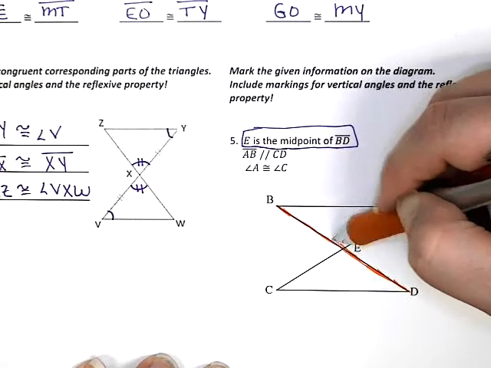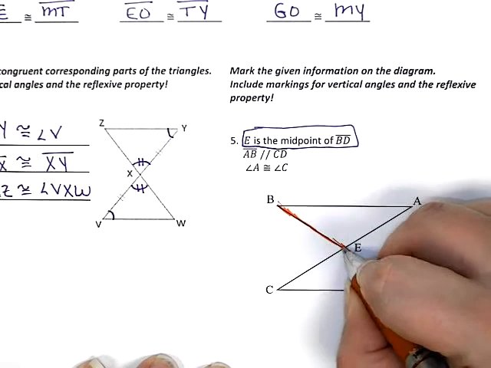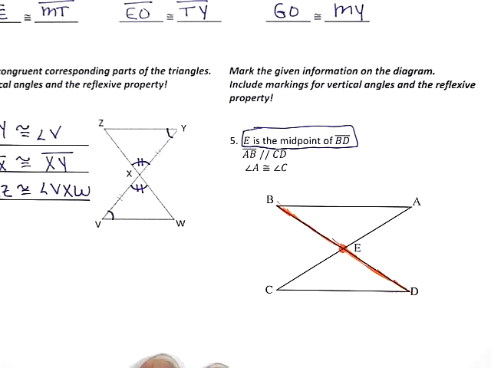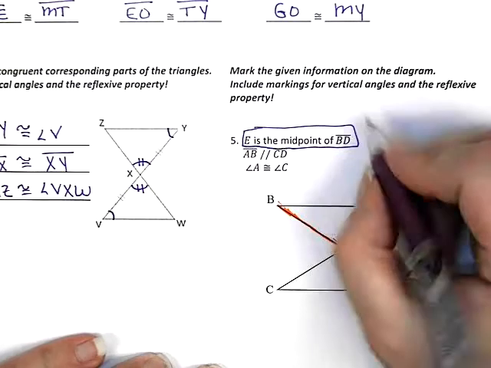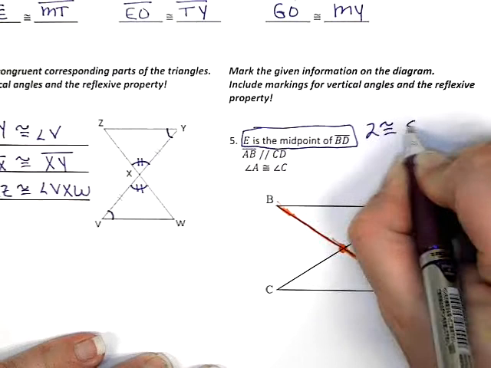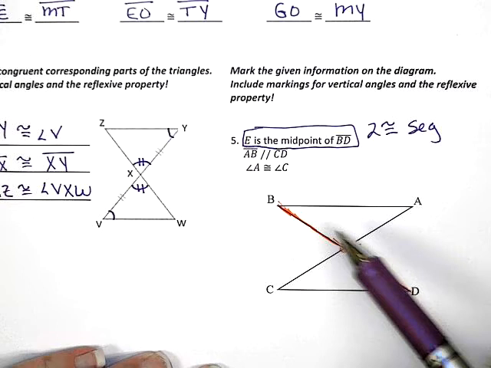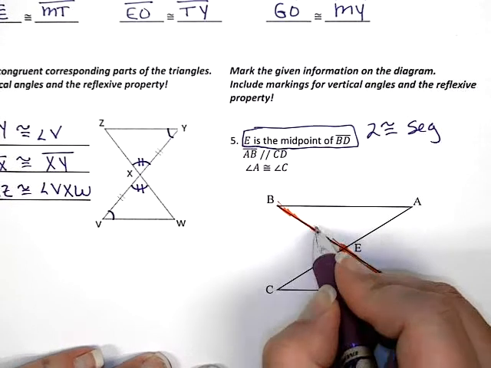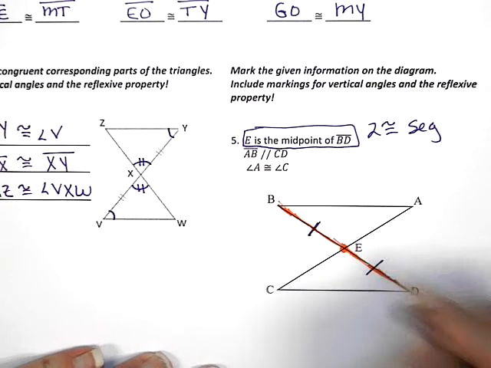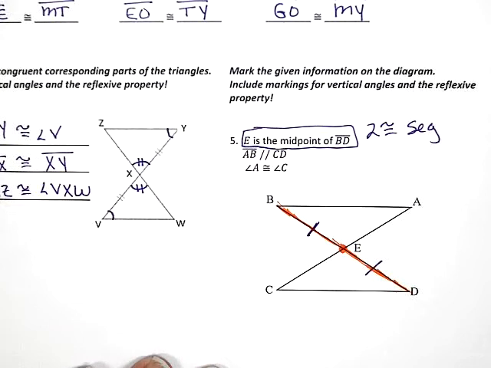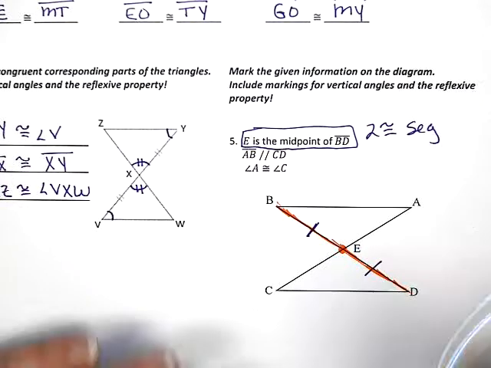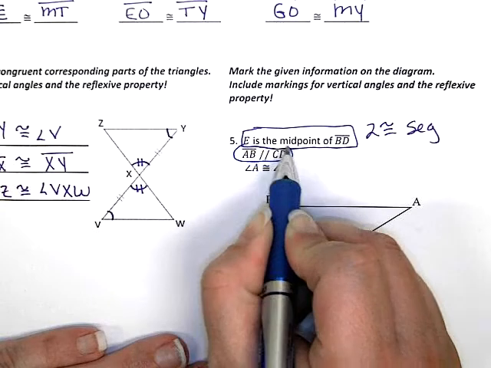So there's BD. If E is the midpoint of that segment, you have to think about what that means. Midpoint means that I'm getting two congruent segments. Which means since BD is the whole segment, BE and ED are going to have to be congruent to each other. Okay, I think highlighting that initial segment is going to help you because these can get a little tricky.